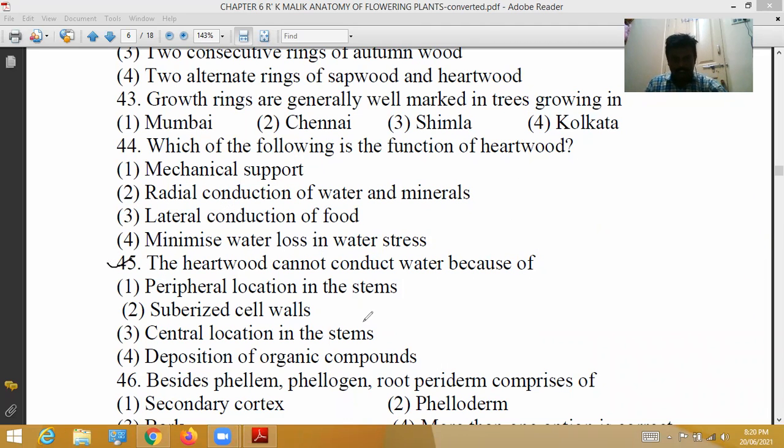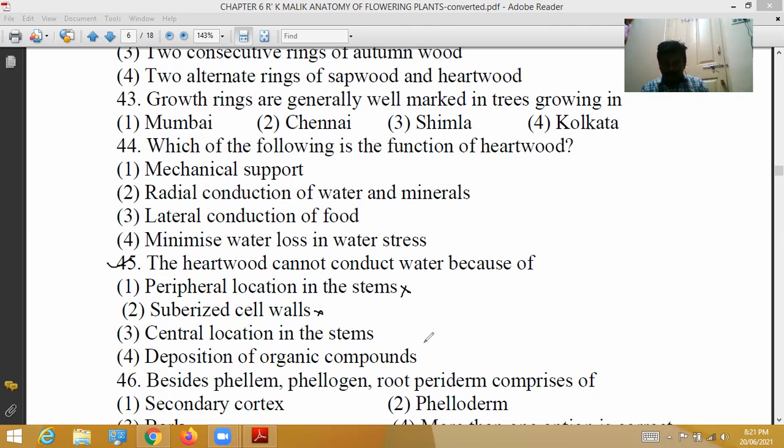Now the 45th question: heartwood cannot conduct water because of what? Peripheral location in the stems is wrong, since heartwood is not located in the outer parts of the stem. Suberized cell walls is wrong. Central location in the stems is true, it is located centrally, but though it is located centrally, it does not conduct water.